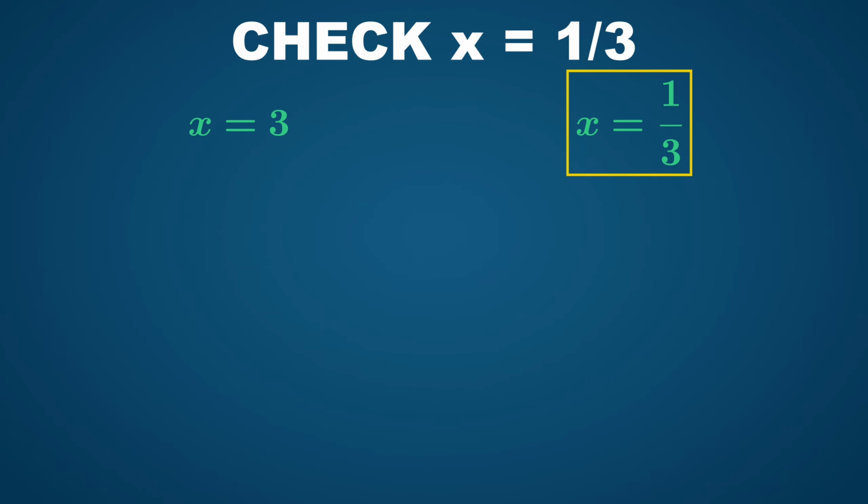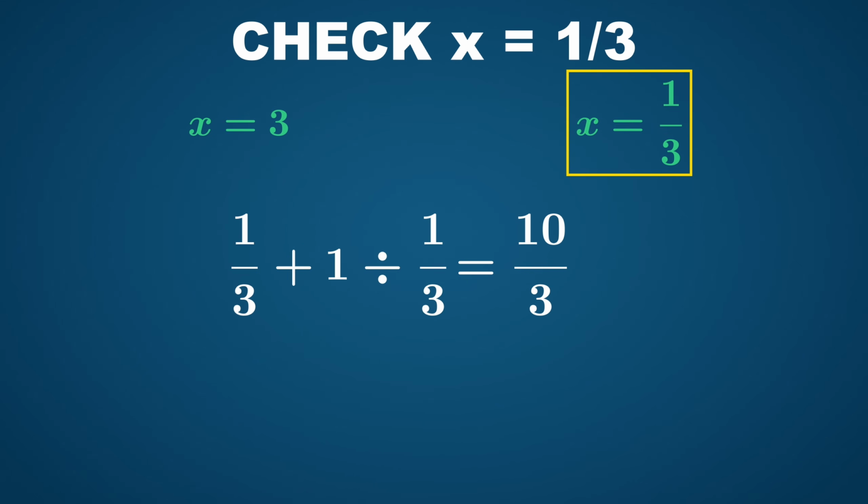Now we systematically move on to test our second potential answer of 1/3. We substitute the exact fraction 1/3 in place of the original variable x. The first algebraic term in the equation becomes the simple fraction 1/3. The second algebraic term is 1 cleanly divided by the entire fraction 1/3.